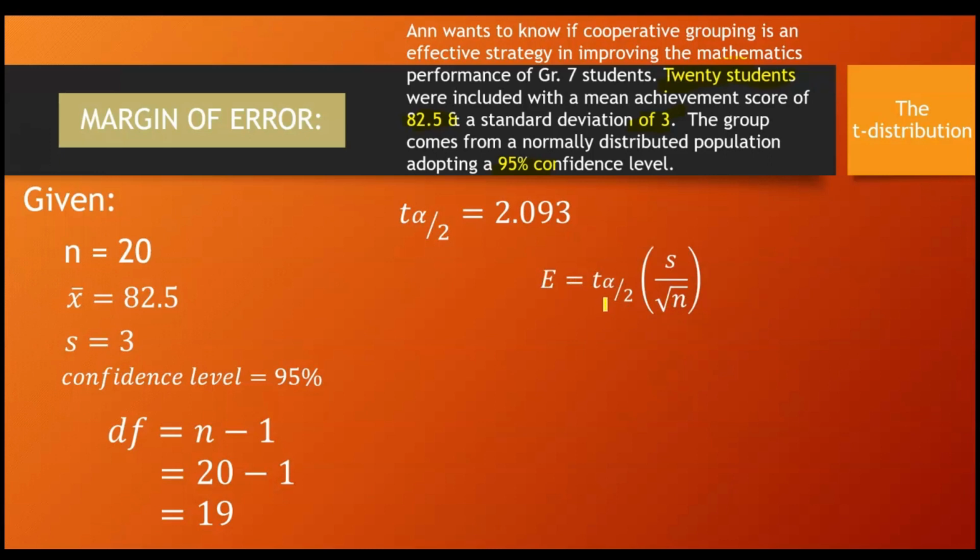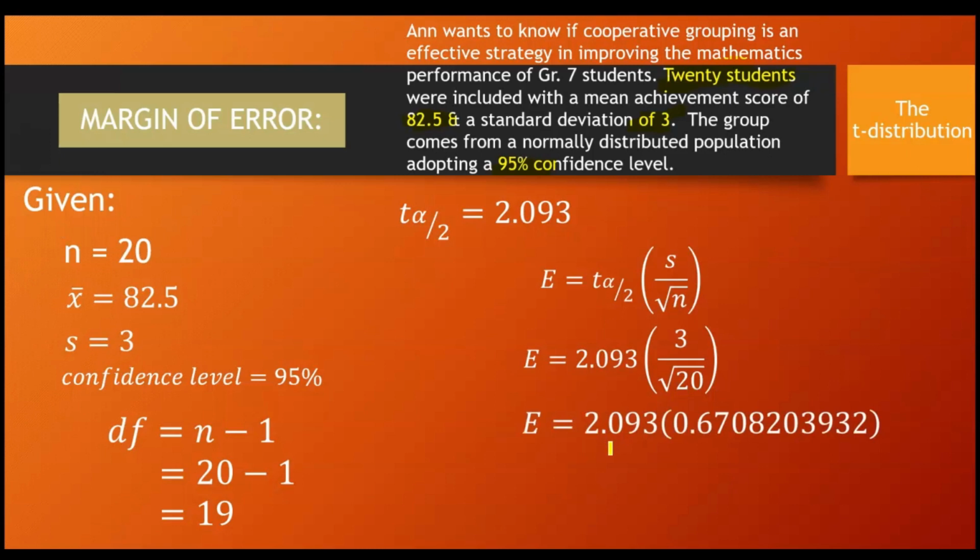Now let's solve for the margin of error. It's given by the formula confidence coefficient times standard deviation over square root of n. We just simply substitute. Our s is equal to 3 and our sample size is equal to 20, multiplied by the confidence coefficient 2.093. So 3 divided by square root of 20 is 0.6708203932. Multiply it with 2.093. The answer will be 1.4040278083. We round it off to 2 decimal places. So our margin of error is equal to 1.40.